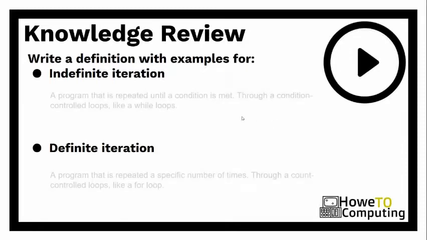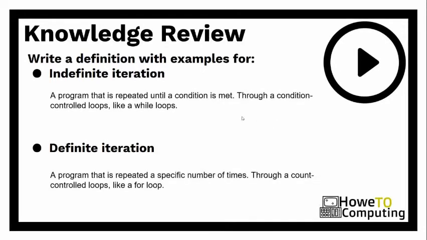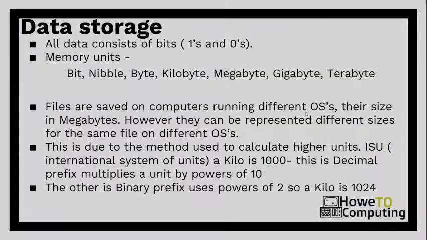Okay, so we're back. The definition of indefinite iteration is a program that can repeat until a condition is met, such as a while loop, because you don't know how many times it's going to loop through. A definite loop is where you know a specific number of times it's going to loop through, like a for loop, so you can understand how many counts can happen. So hopefully you've got those right.